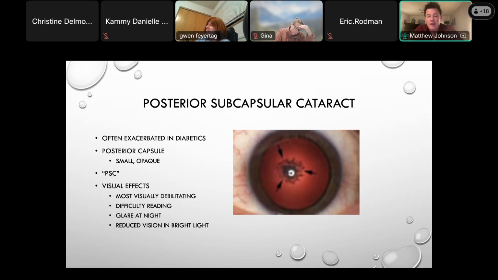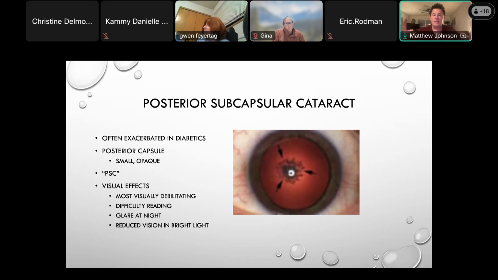We also have what's called posterior subcapsular cataracts. This is right on the back. It is a very small, opaque blockage on the posterior part of the lens. It's often exacerbated in diabetics. Posterior subcapsular cataract can be called PSC. It is the most visually debilitating. Now let's think about this. You've got this small opaque part right in the center of the back of the eye. So why would it be difficult with reading? What happens when we read?